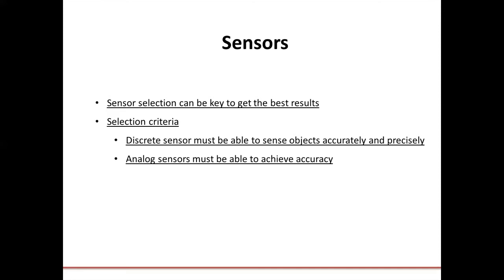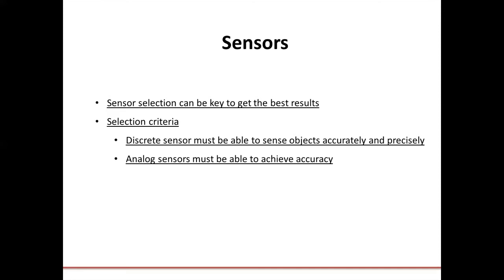So it's either a 0 value for no or a 1 value for true. So an example of that would be like detecting a bottle either at a place where it can be dispensed or not present.